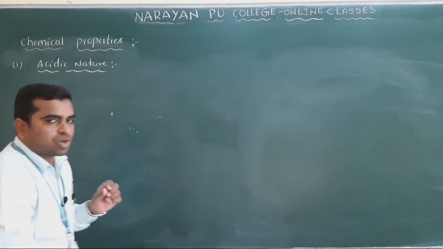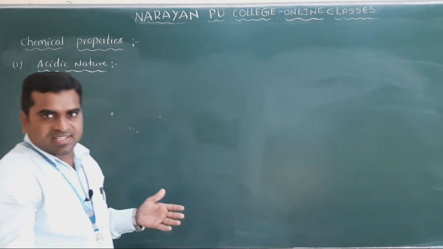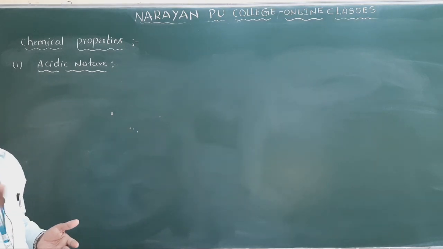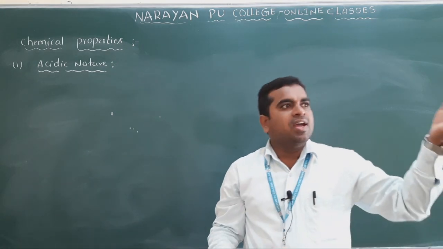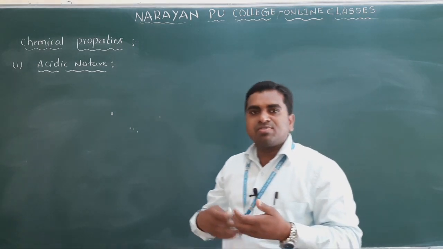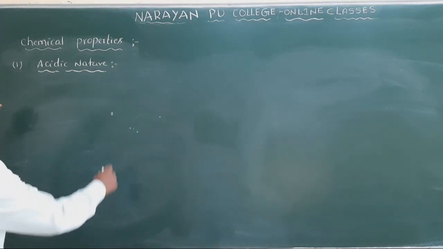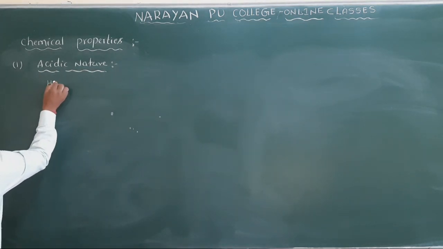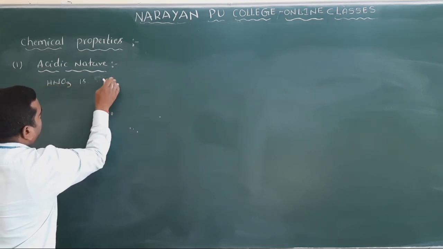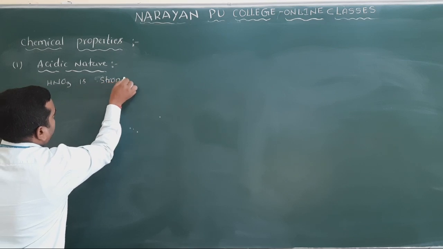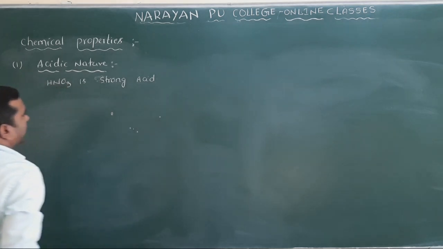It is a strong acid, and in aqueous solution it ionizes into ions. It gives the H plus ion. You know that an acid should give the H plus ion. So if you add HNO3 into water, it gives the H plus ions to the water. Clear? So HNO3 is a strong acid.